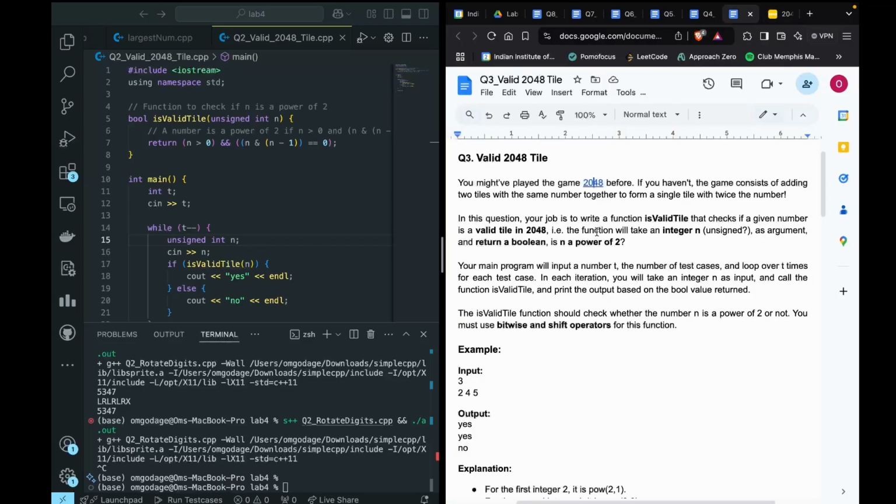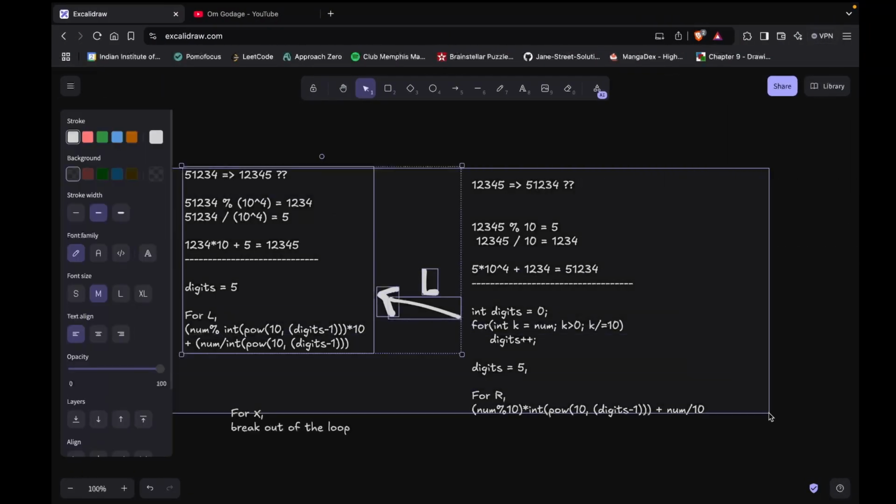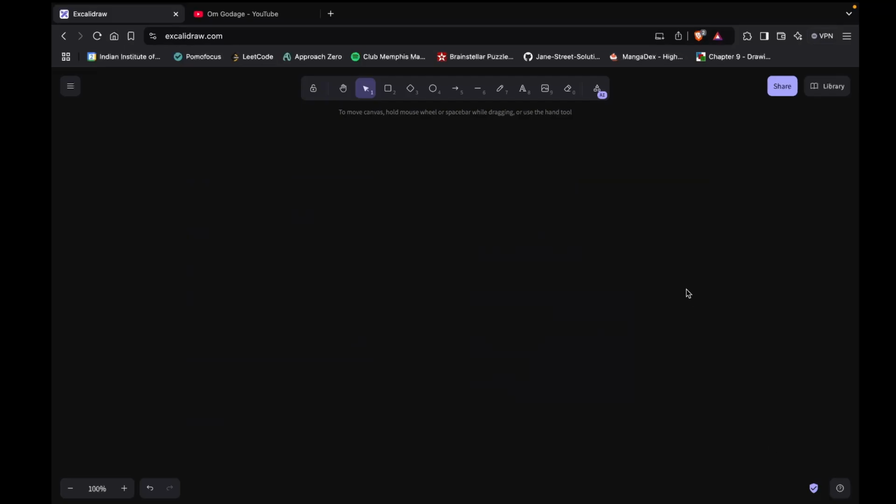So in this question, you'll be given a number n, and you have to check whether it's a power of 2 or not. So is it a valid tile in that game or not? That's what you have to do, and you have to write this in a function. They have told you to use bitwise and shift operators, and not to use anything else. I'll explain the easy solution first and then the tough one.